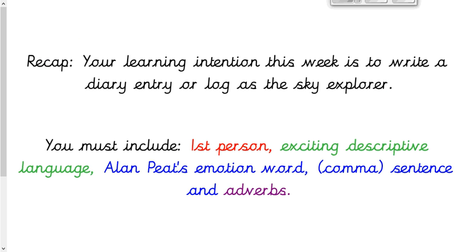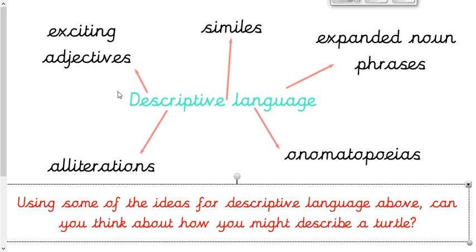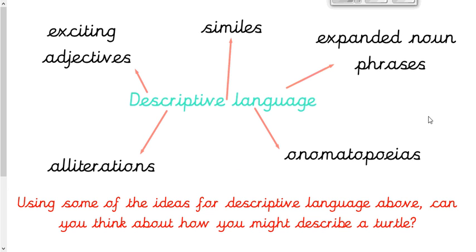So to recap, your learning intention this week is to write a diary entry or a log as the Sky Explorer. Okay, and we're going to go through your success criteria. We won't go through first person because, as you know, that's where you write I did this, I did that. So you're writing as the Sky Explorer. Then exciting descriptive language. You can include exciting adjectives. You can use the alternative adjective sheet, or you can use a thesaurus for that.